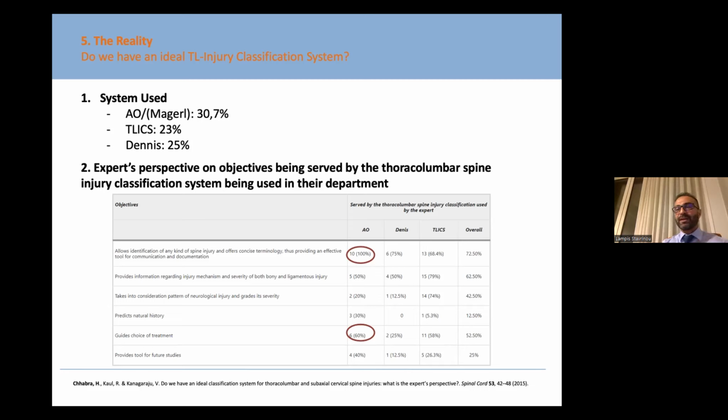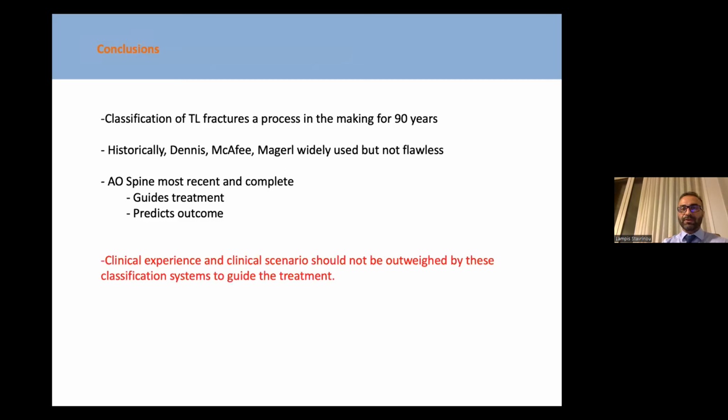It means that we are not there yet, but most surgeons use the AO and Magerl classification, and the rest are using other classification systems. So it's a process in the making for 90 years. Historically, all those systems we talked about are widely used, but not flawless. And one last slide, those systems are here to help us, but the clinical experience and the clinical scenario should not be outweighed by these classification systems to guide treatment. Thank you.